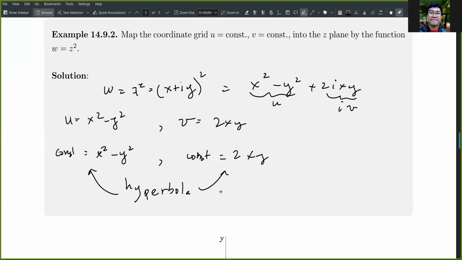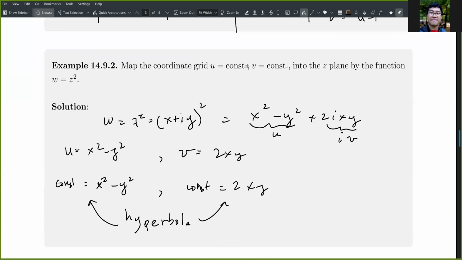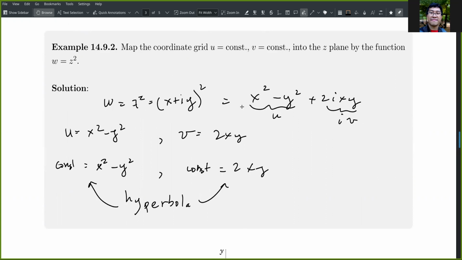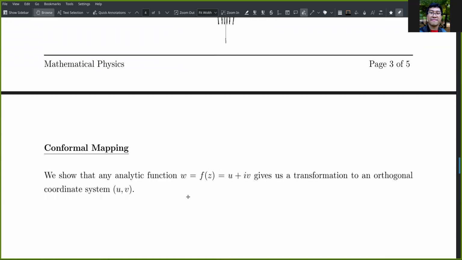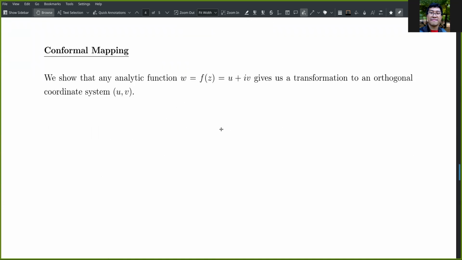which means that in the z plane corresponding to this, the constant lines on the w plane would be hyperbolas like this. Now we show that any analytic function w gives us a transformation to an orthogonal coordinate system, something we need for a useful application of mapping.